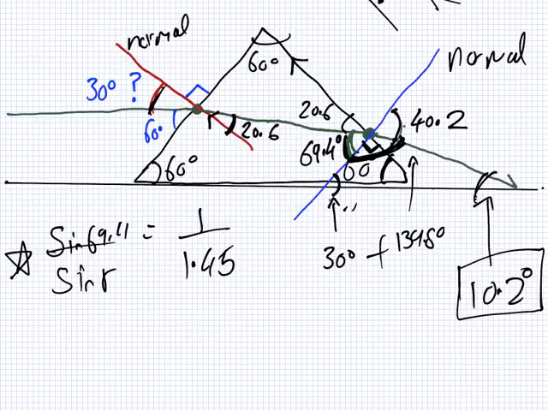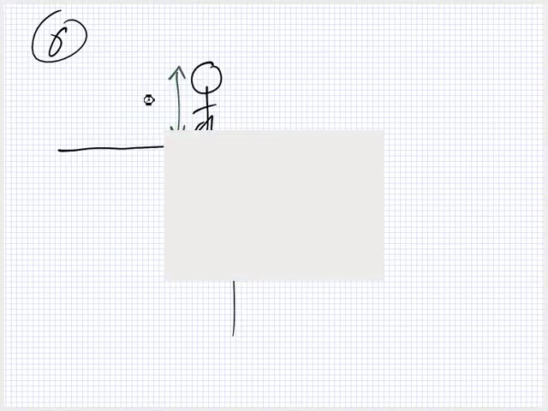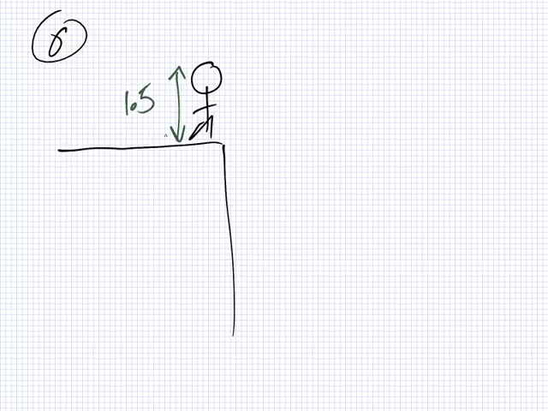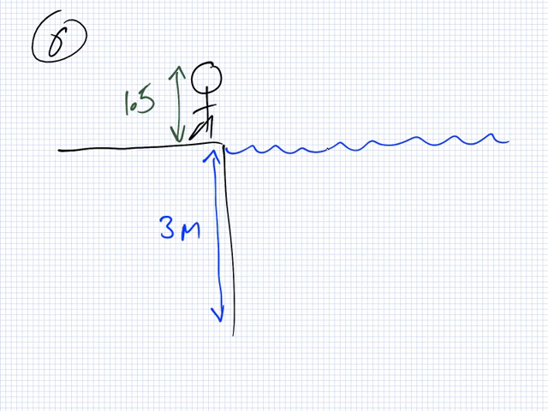Yeah. Right, so next one now. Last one. So a man is standing and his height is 1.5. It's very short. And the lake is 3 meters deep. And here's the water here. And he sees a fish 2 meters in front of him and 2 meters down. So he sees the fish here, a distance of 2 meters out and 2 meters down.